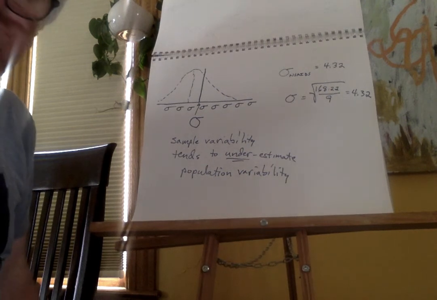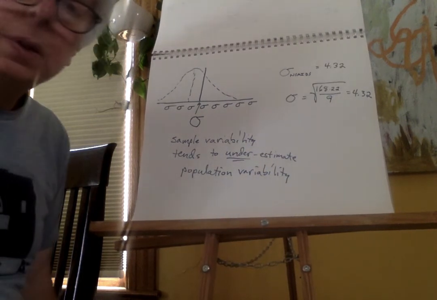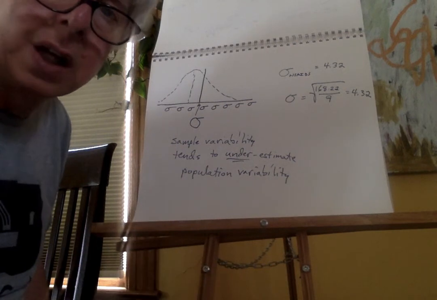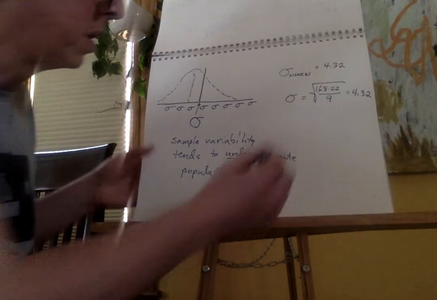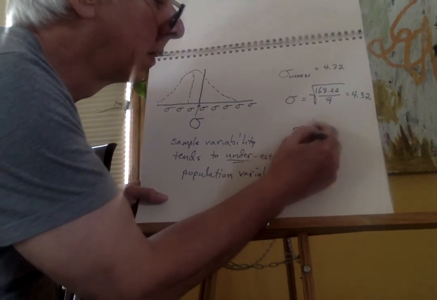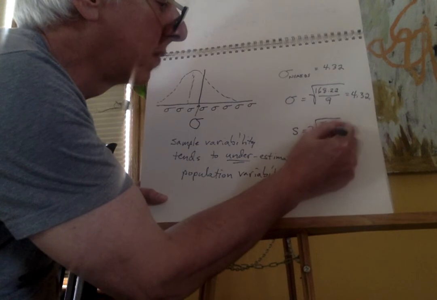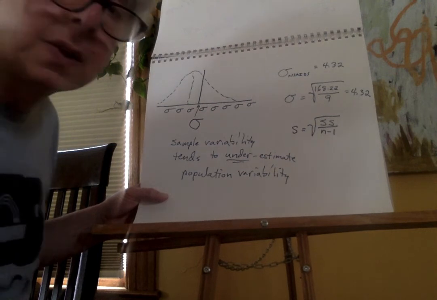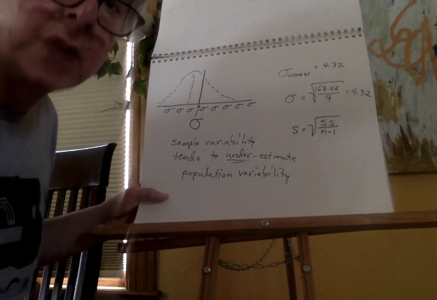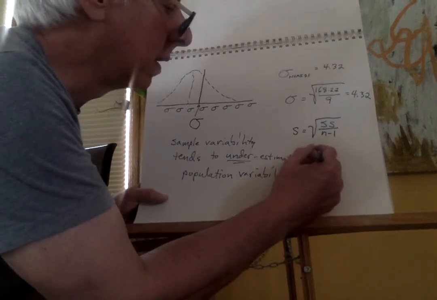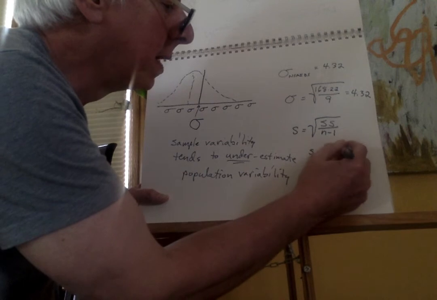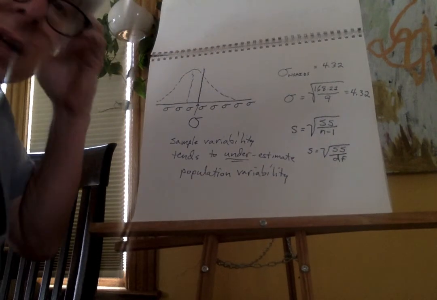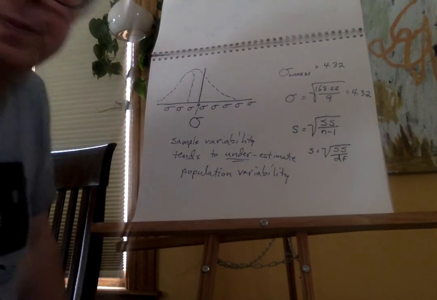We're going to use a different formula when we calculate our standard deviation for our sample. We're going to use this formula: sum of squares divided by n minus 1. So instead of dividing by 9, in this case, we're going to divide by 9 minus 1, which is 8. Another way we're going to write this is the sum of squares divided by the degrees of freedom. Degrees of freedom is n minus 1.